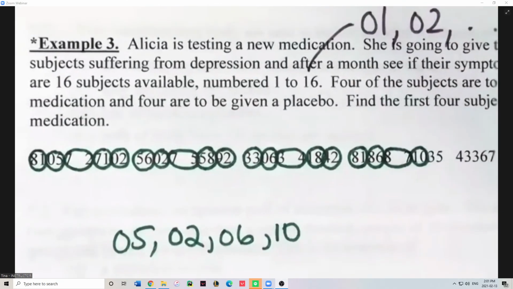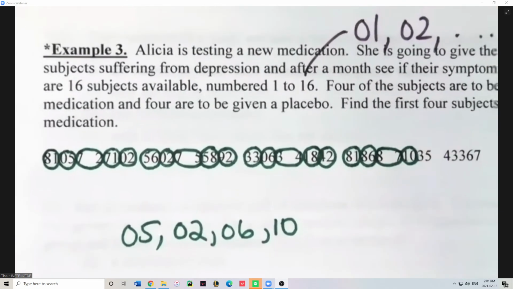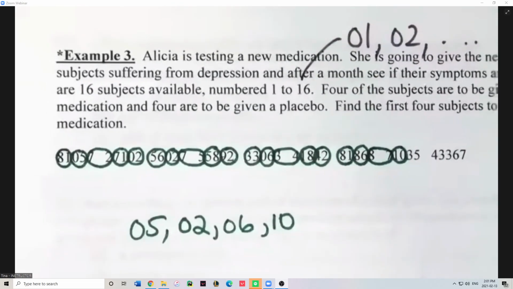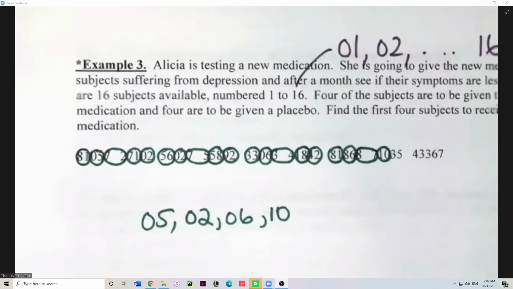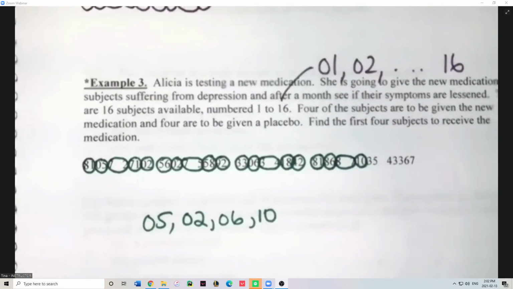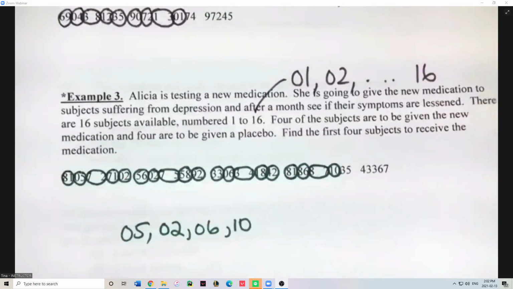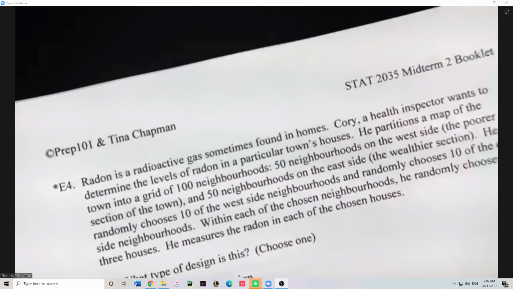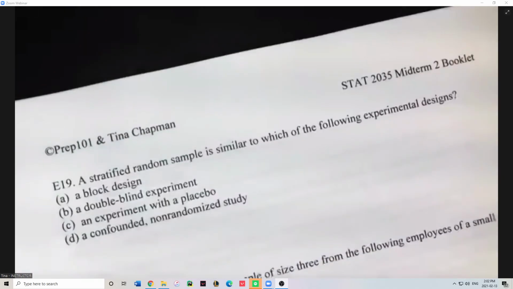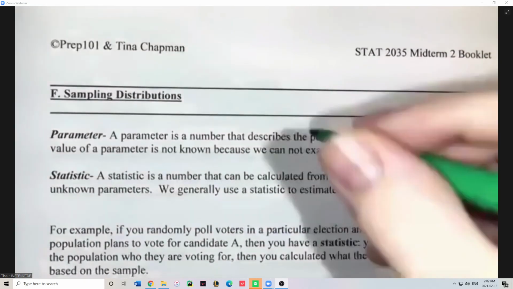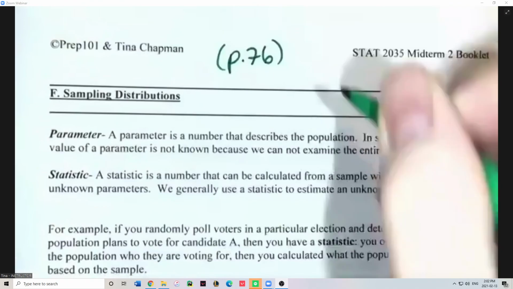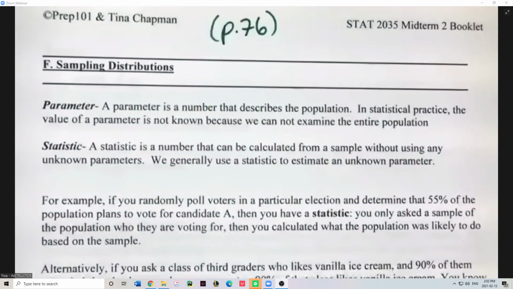Okay. All right, flip to the next section. Okay, sampling distribution starts on page 76. You'll never run out of numbers. You'll always get it by the time you get to the end of the list.